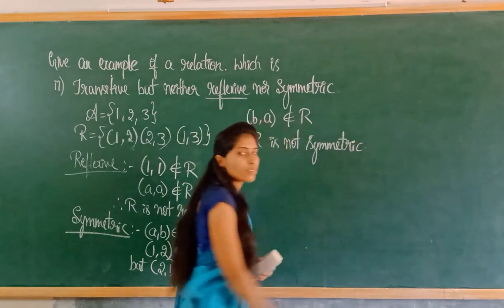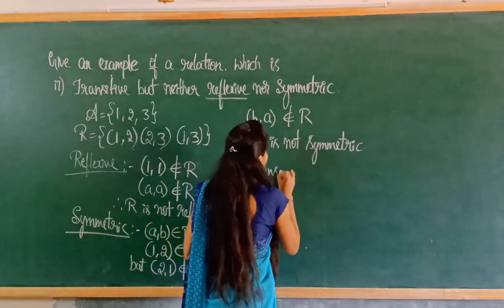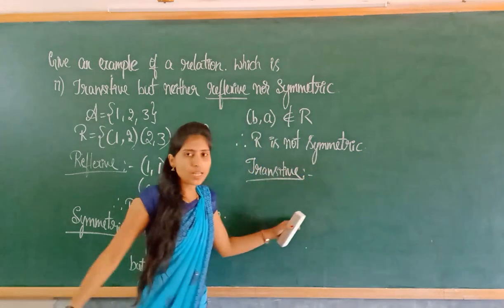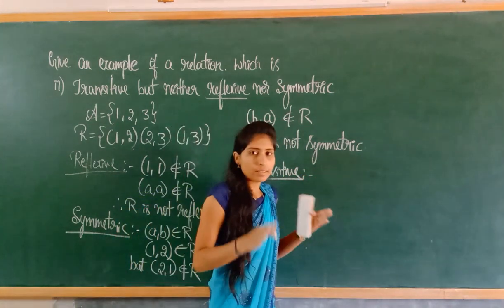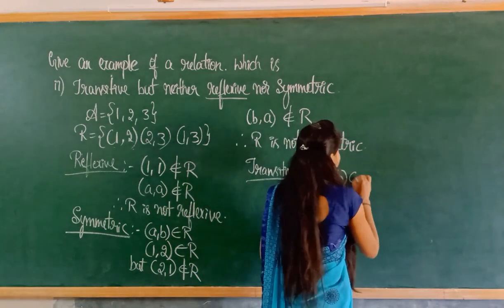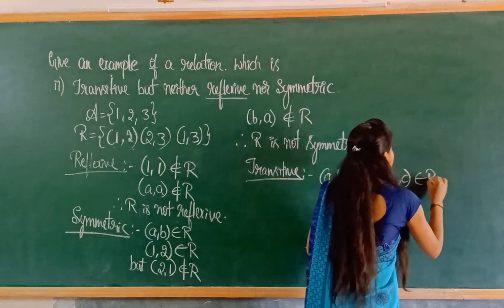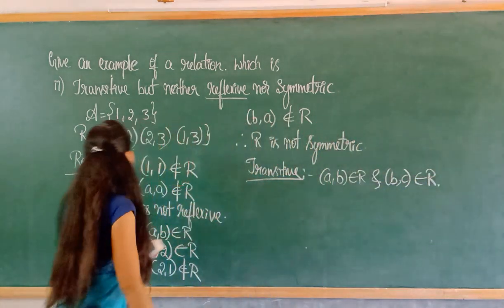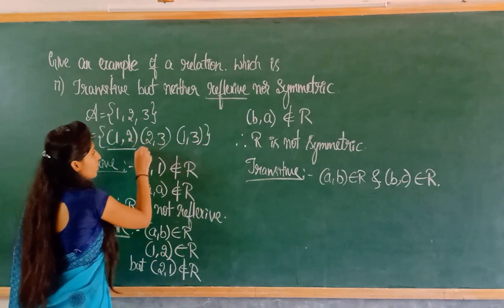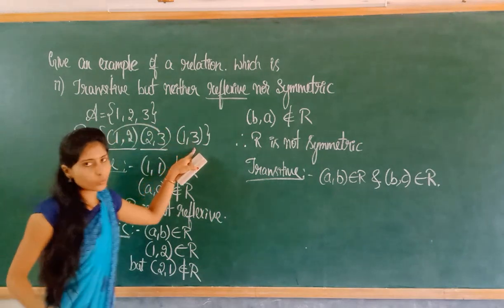The next is transitive, right? For transitive, the condition is what? If (a, b) belongs to R and (b, c) belongs to R, then (a, c) must also belong to R, right? See, suppose for (a, b) if I take (1, 2), then (2, 3) is also in this relation, and (1, 3) is also in this relation, right? So this is what transitive means.